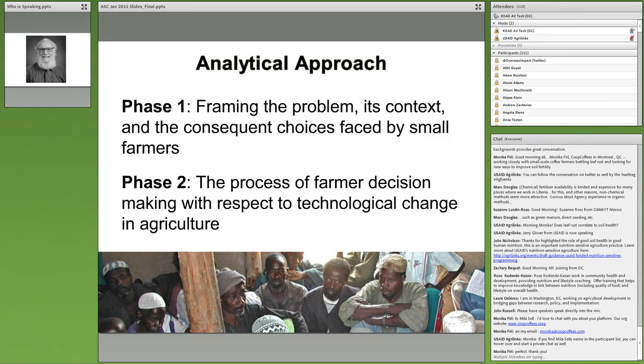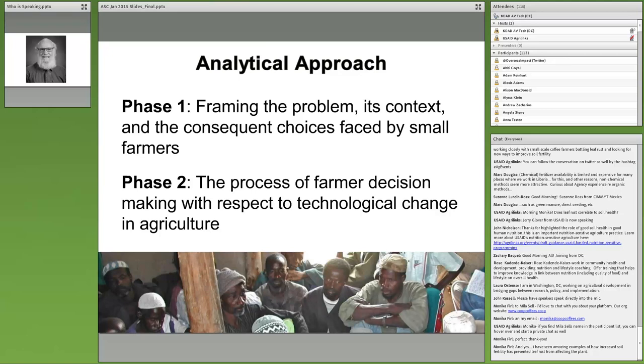First, in order to better understand farmer decision making, I'll analytically distinguish between two phases of the process of agricultural innovation leading to changes in soil management. The first phase is framing the problem, specifying its context, and the consequent choices then that small farmers face. The second phase will address the consequent farmer decision making processes with respect to innovation, diffusion, and technological change.